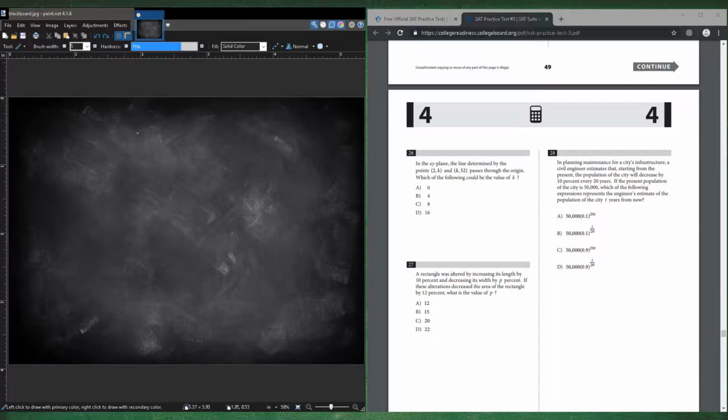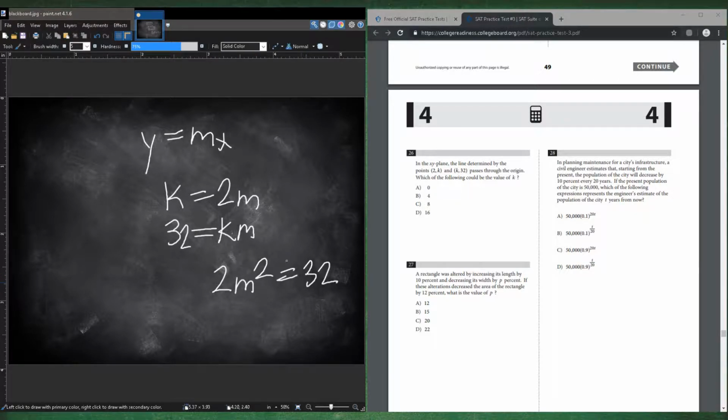So it has to go through y equals mx. So it has to go through 2 and k. That would be k is equal to 2m. And it's going to go through k, 32. So km is equal to 32. So plugging in k into here, you get 2m squared is equal to 32. So m is equal to 4 or minus 4, which is right the first time.